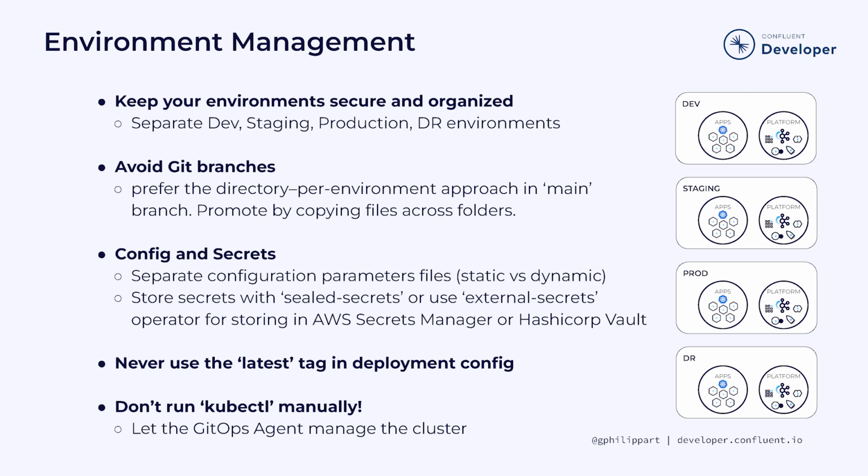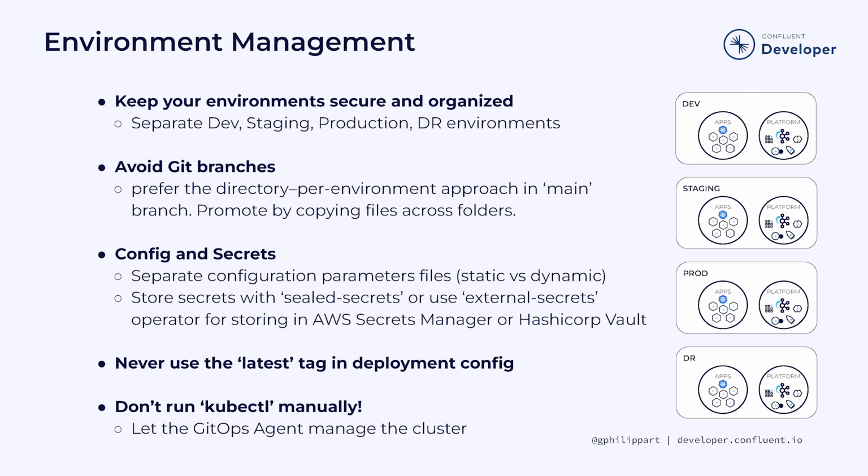Secrets can also be stored safely in the repository with a utility tool like Sealed Secret. But if your InfoSec department requires it, you can also store secrets externally and use the external secrets operator to integrate with services such as AWS Secrets Manager or HashiCorp Vault. Another important point is that you should never use non-deterministic tags such as latest when referring to images in your deployment config, as they prevent reproducible deployments. Last but not least, just let the GitOps agent manage the cluster.